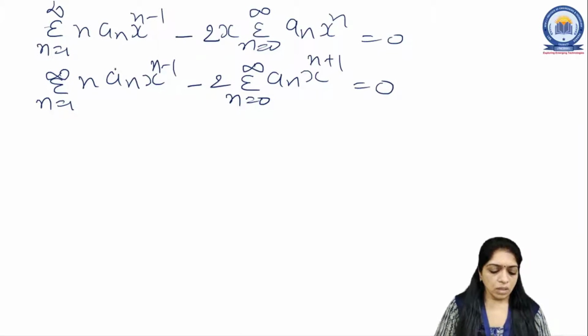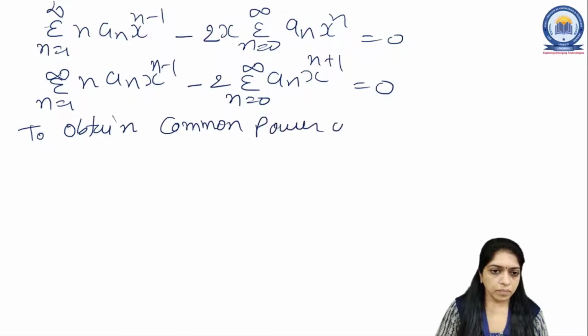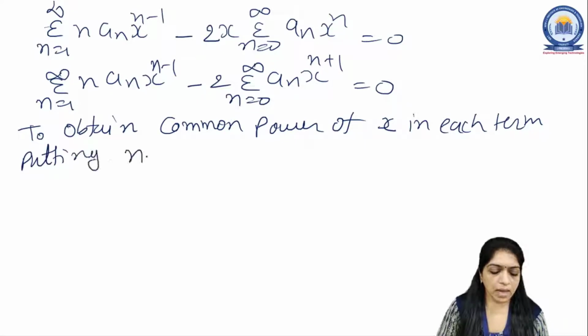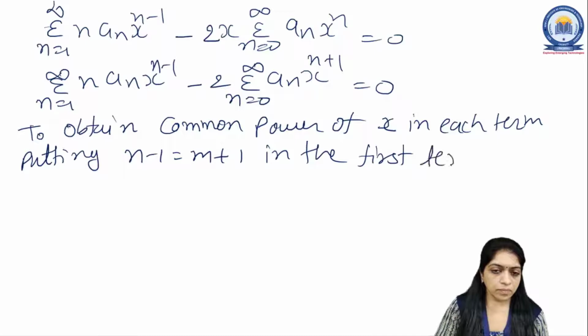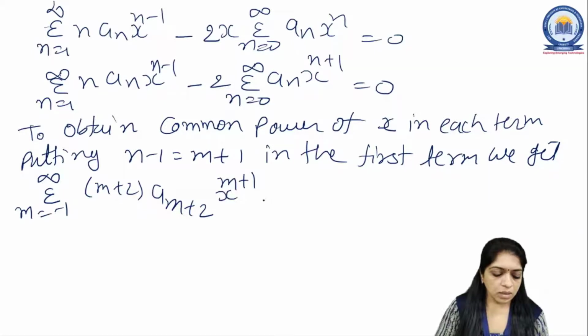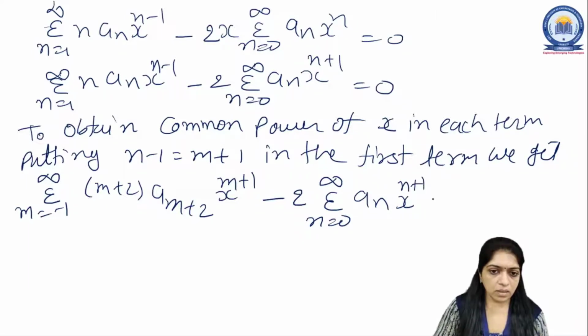Okay, so to obtain a common power in each term, putting n minus 1 equal to m plus 1 in the first term, we get summation m equal to minus 1 to infinity m plus 2 a m plus 2 x raised to m plus 1, minus 2 times summation n from 0 to infinity an x raised to n plus 1 equal to 0.